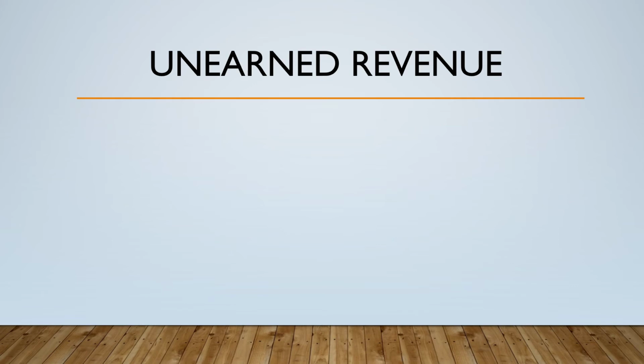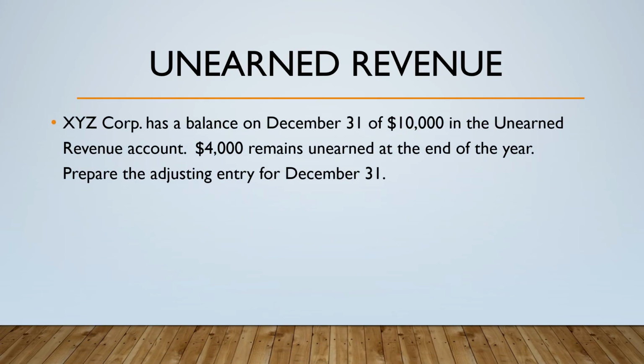As the money is earned, it needs to be placed into a revenue account. And so we have an example. XYZ Corporation has a balance on December 31st of $10,000 in the unearned revenue account. $4,000 remains unearned at the end of the year. And so we need to prepare that adjusting entry.